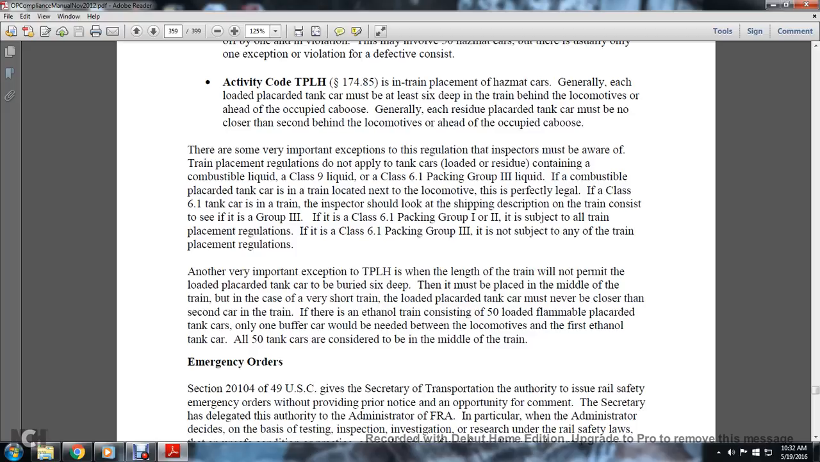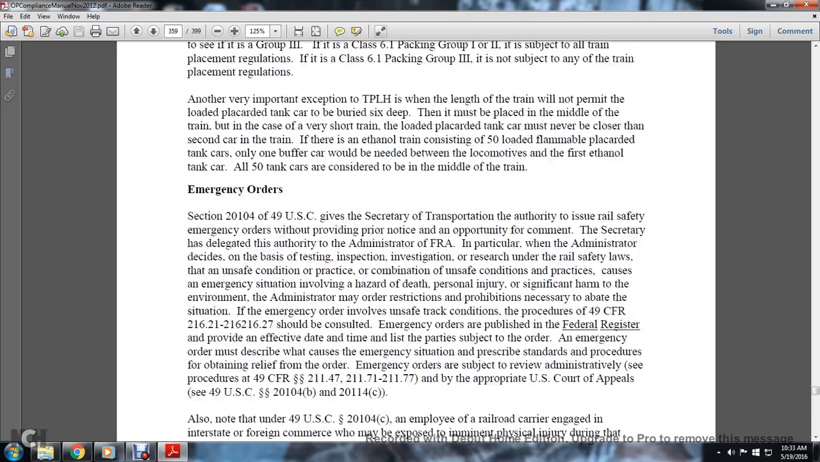This is perfectly legal. For a class 6.1 tank car in the train, the inspector should look at the shipping description of the train consist to see whether it is packing group 3 or packing group 1 or 2, which is subject to all the train placement regulations. A class 6.1 packing group 3 is not subject to any of the train placement regulations.